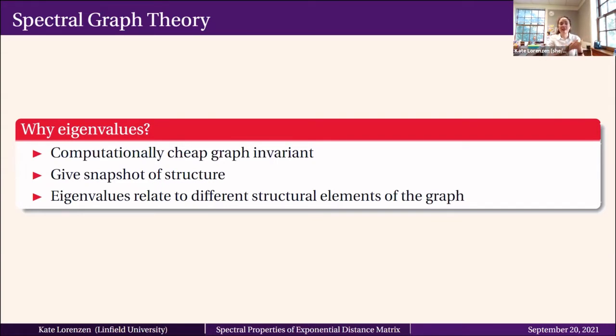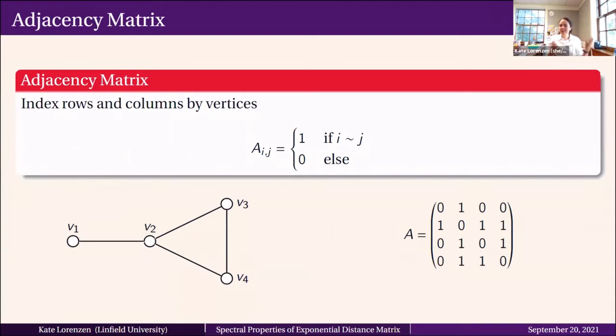And lastly, we have a lot of evidence to show that our eigenvalues do relate to different structural elements of the graph. So for example, if I had my adjacency matrix, which I can define to have ijth entry equal to 1 if vertices i and j are adjacent to each other and 0 otherwise. Here I have my graph and here I have my corresponding adjacency matrix. Since vertex 1 is adjacent to vertex 2, meaning they share an edge, I'm going to have a 1 in my 1, 2 entry.